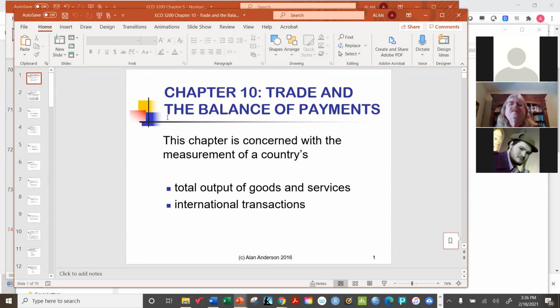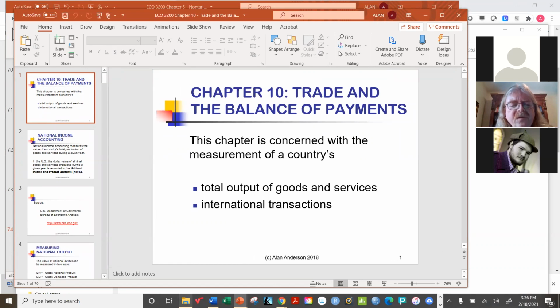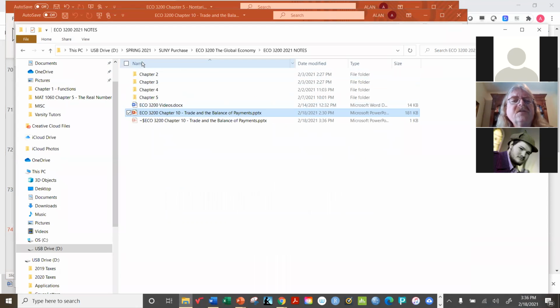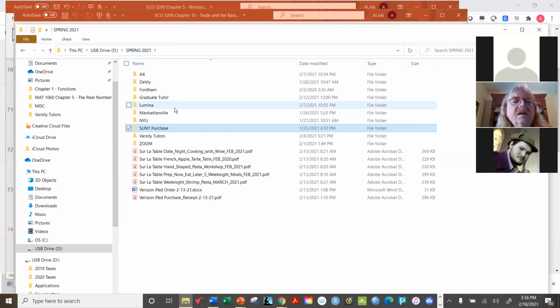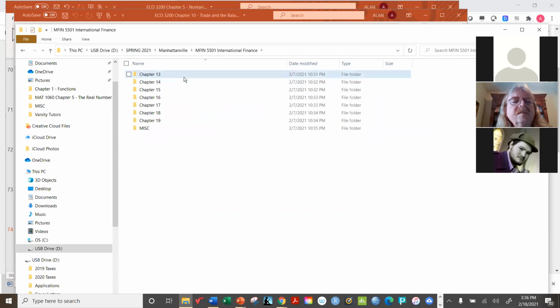So here, in this chapter, we're kind of trying to account for all the flows of goods and services and financial assets into and out of the country. And so we're going to be looking at a statement called the balance of payments, which keeps track of all these international transactions. Now, before we do this, I have actually got a copy of the latest version of this.